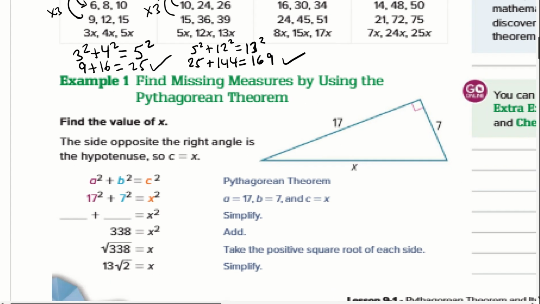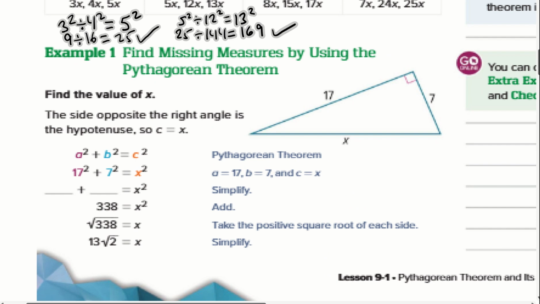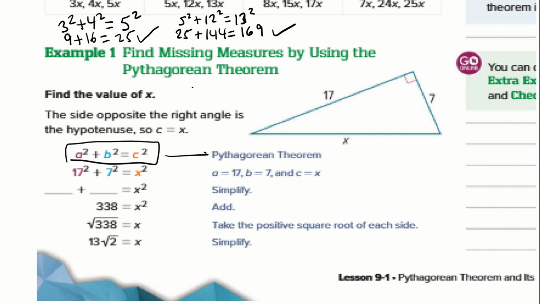All right, so let's look at an example. We've done examples like this before with a right triangle and solving for the missing side. Remember, in a squared plus b squared equals c squared, which is the Pythagorean theorem, it doesn't matter which one's a and b. It only matters which one is c, okay? And c is always the longest side, and it's always the side opposite the right angle. So in this case, we got a squared plus b squared equals c squared, and it doesn't matter which one's a and b.